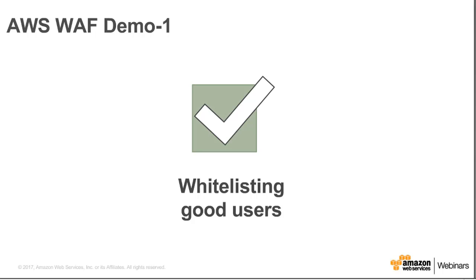The first one, I will be demoing how to whitelist good users. In this case, the use case is where I only want to allow requests coming in from a particular referrer. The second demo I'll be doing is how to use AWS WAF for virtual patching. And the third demo will show you how you can prevent a brute force attack on the login page of your web applications.